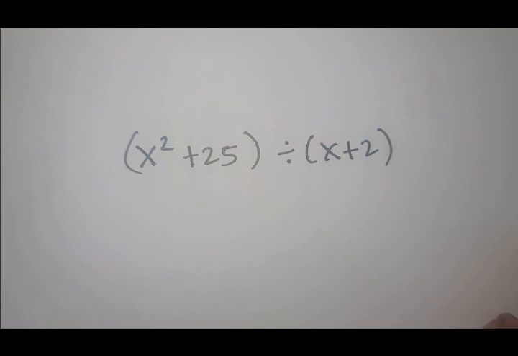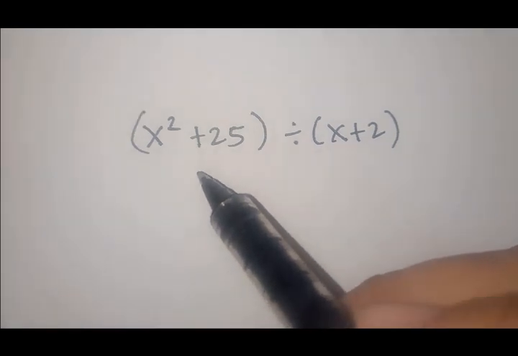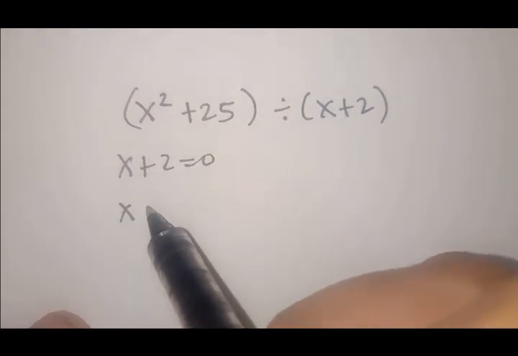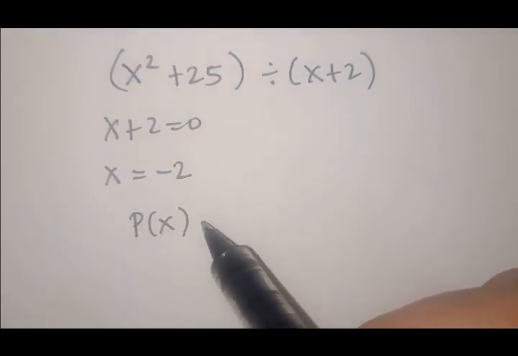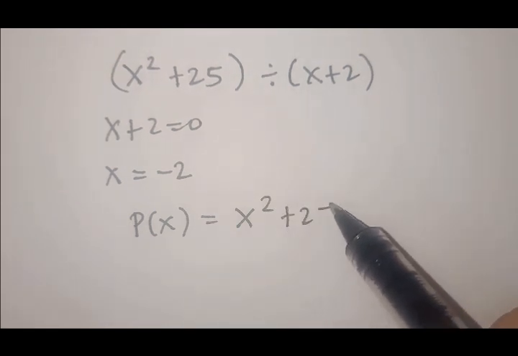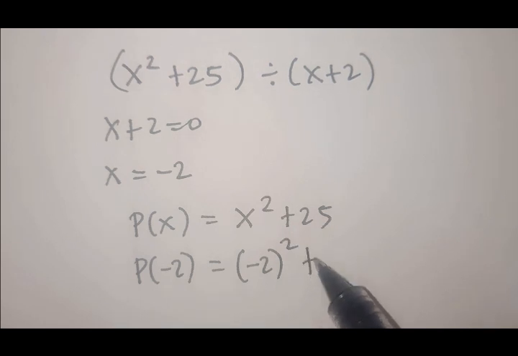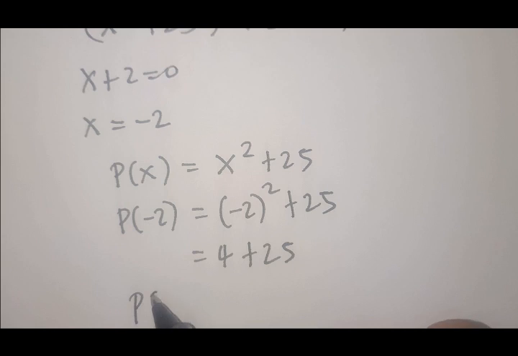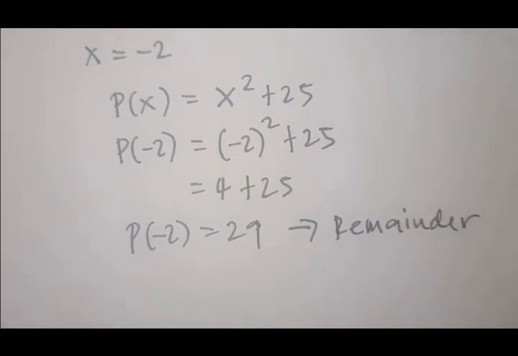Okay, so let's have another example. Let us try to check if x plus 2 is a factor of x squared plus 25. So, let's do the process in the remainder theorem. We have x plus 2 equals 0. X is equal to negative 2. So, we have p of x is equal to x squared plus 25. So, p of negative 2 is equal to negative 2 squared plus 25. So, magkakaroon tayo ngayon ng 4 plus 25. P of negative 2 is equal to 29. So, as you can see, yung remainder natin ay 29.